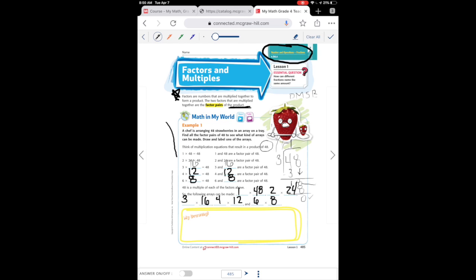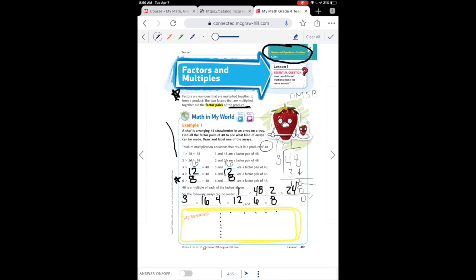So we just needed to think about all the different multiplication equations we could get to get the product of 48. Now we need to create an array. It says draw and label one of the arrays. So we don't have to draw an array for all of these. We just need to pick one. I'm going to pick 6 times 8. Okay? So I'm going to put 6 across and 8 down.